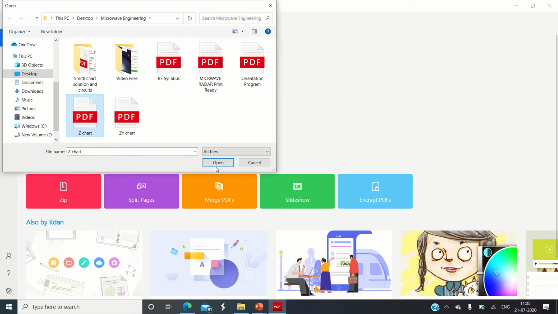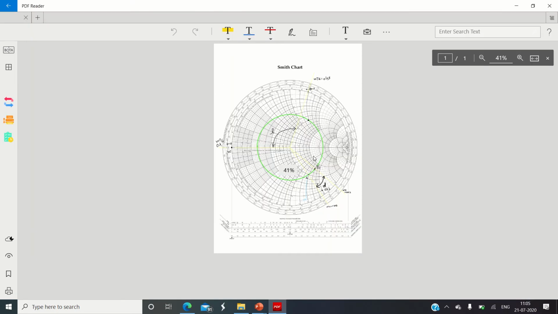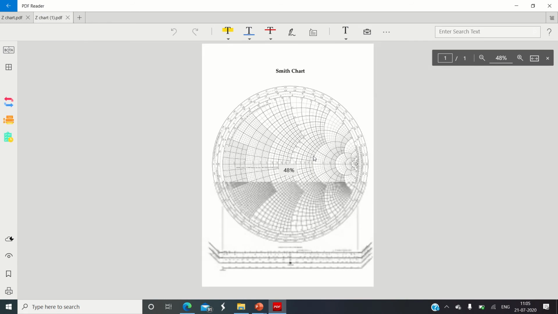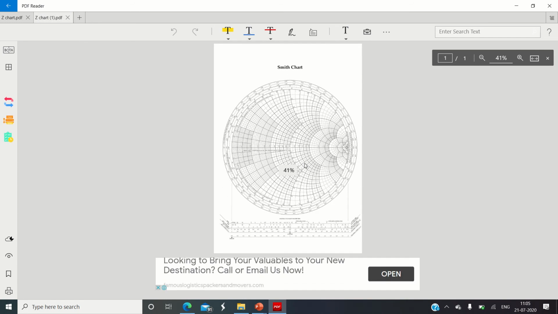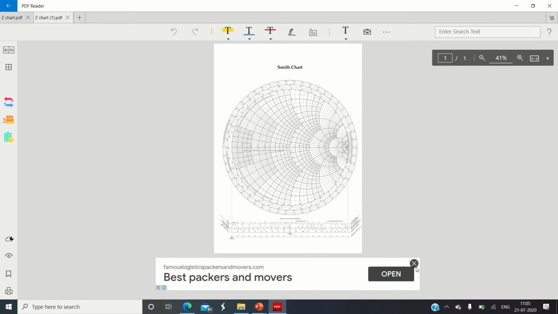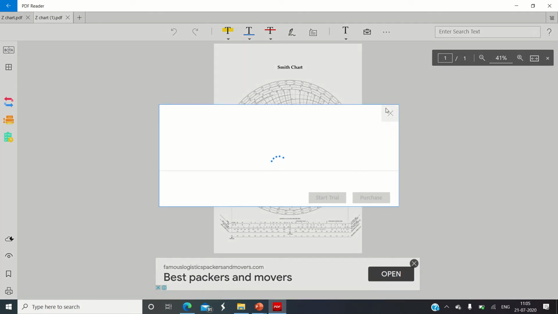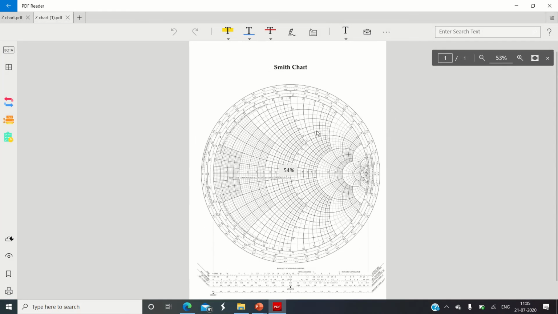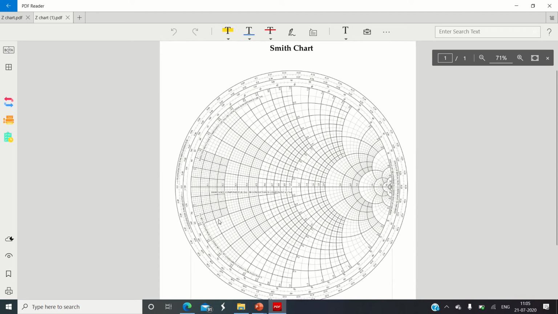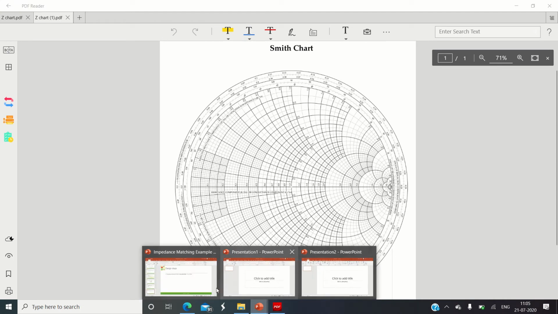So a Z chart we will open. Okay, so this Z chart. Okay, so we will open this. So this is a new Smith chart I open, right? Okay, now plot this point as usual.